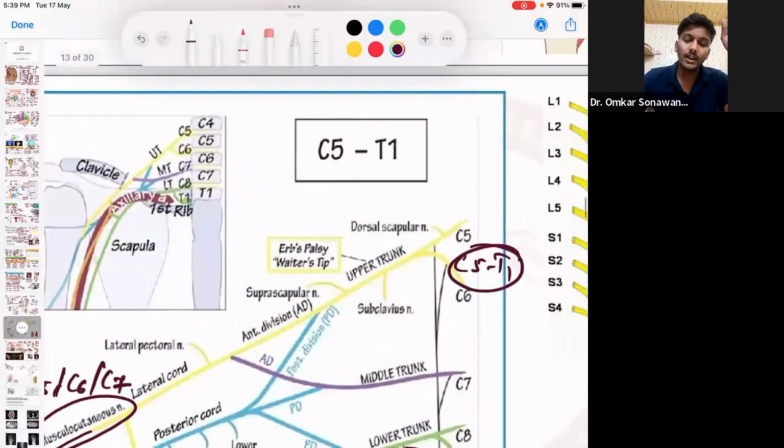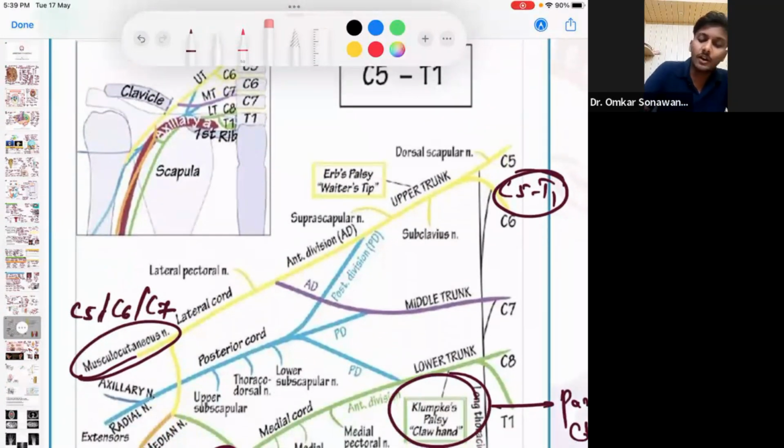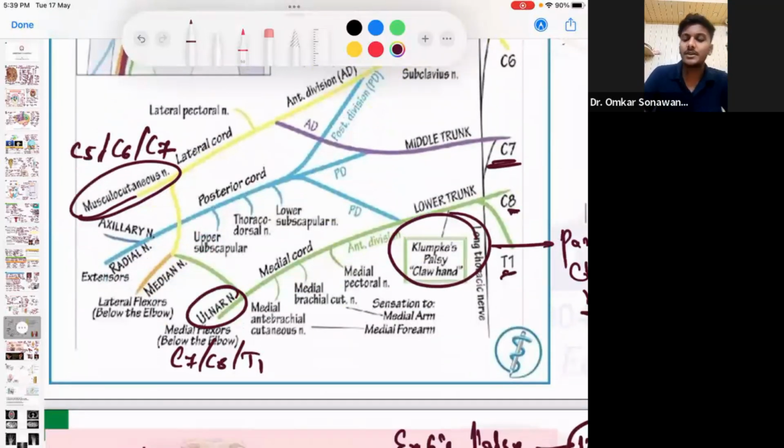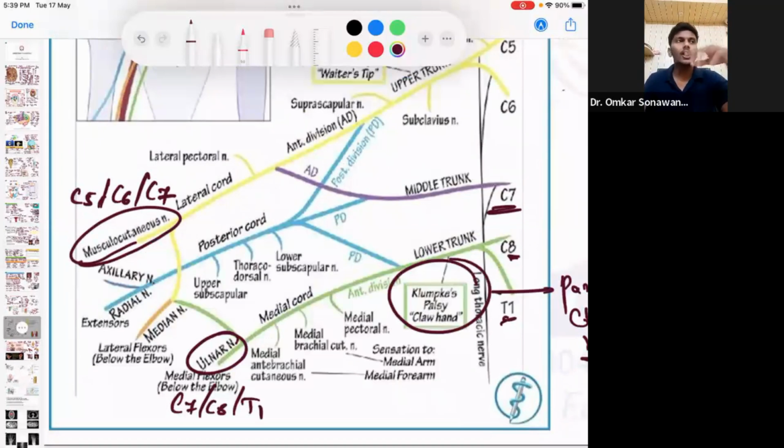Next, moving forward, I was talking about the brachial plexus. So the brachial plexus is formed from which nerve roots? C5 till T1: C5, C6, C7, C8, and T1 nerve roots. C5 and C6 form which trunk? The upper trunk. C7 forms the middle trunk, and C8 and T1 together form the lower trunk. So how many trunks? Three trunks: upper, middle, and lower.